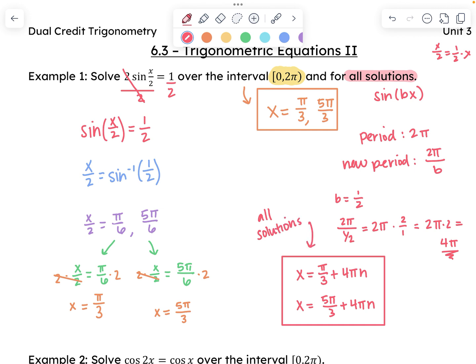So when we're talking about solving it this way, there's just some slight adjustments to what we learned in the last set of notes. Okay, let's look at another one.